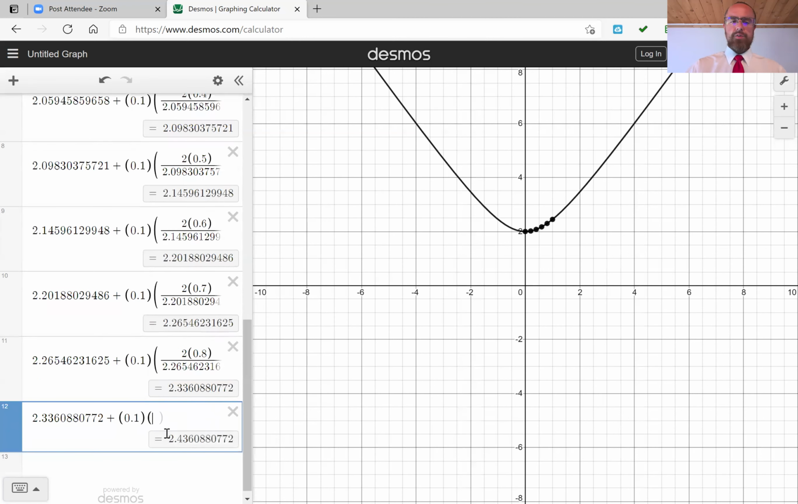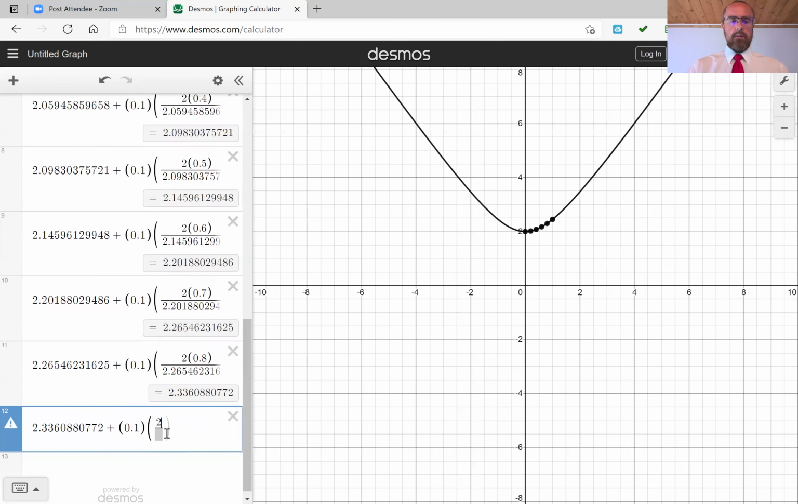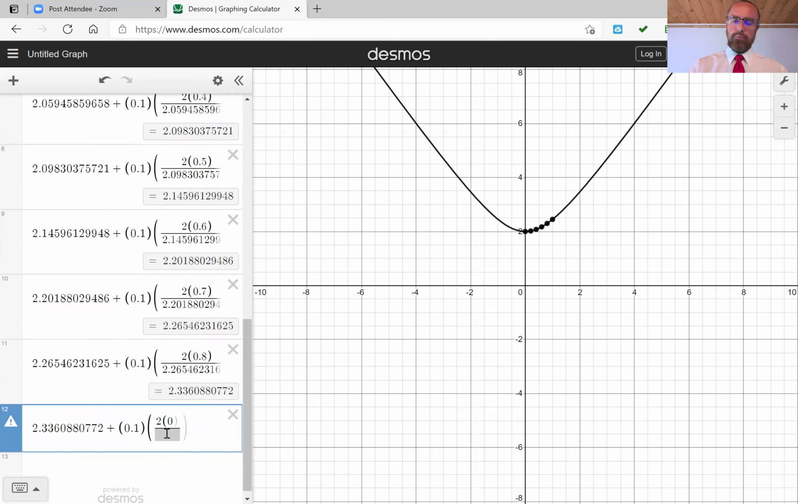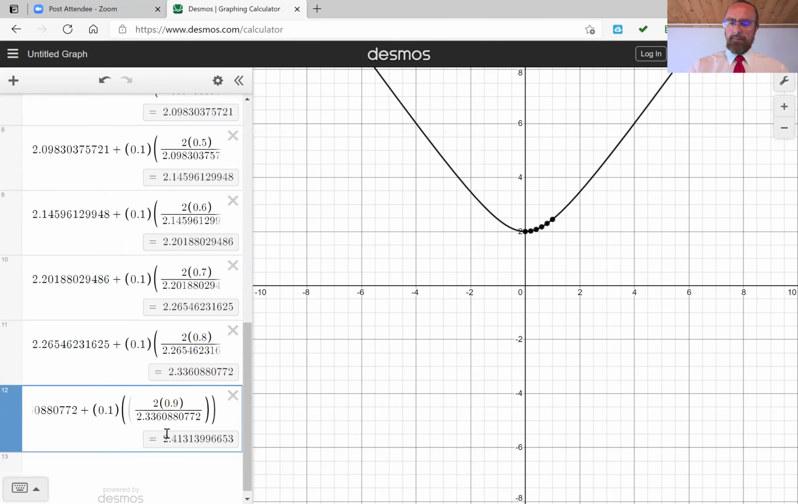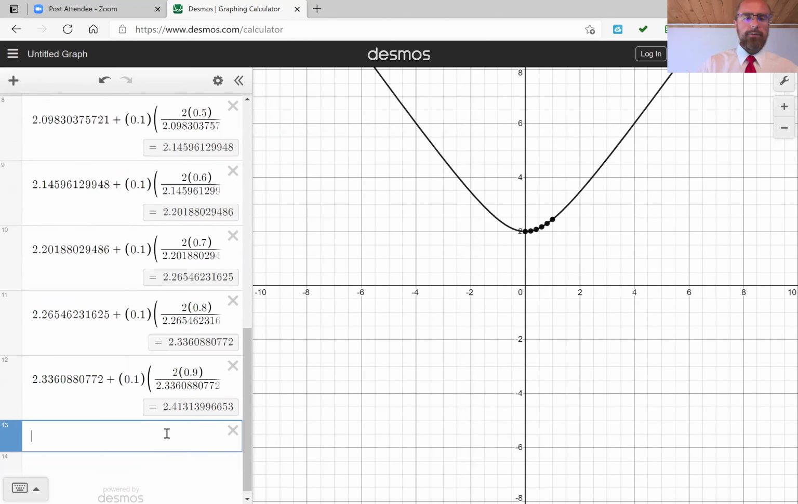Put my step value 0.1, 2 times now 0.9 over, oops, make sure we place that in the right spot. And that gives us our final value here, 2.4131. So as you're calculating these, you do want to write them down. You want to include all your setup on the work that you're doing. I've got all these written down.